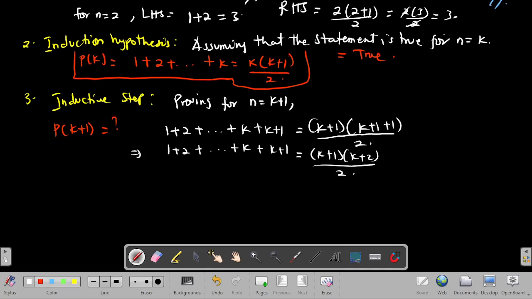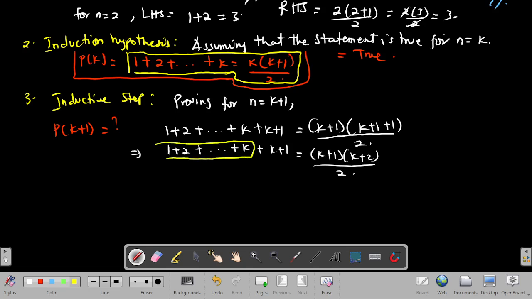At this point, there is something interesting here. We realize that from this side of our inductive hypothesis, where we have 1 plus all plus k is given as this, we have already confirmed that this is true. Because of that, when I come here, I can replace all this side with the value I got here. Because I'm saying that 1 plus 2 plus up to k is always equal to this. That is true. So that is the most important part of induction hypothesis.